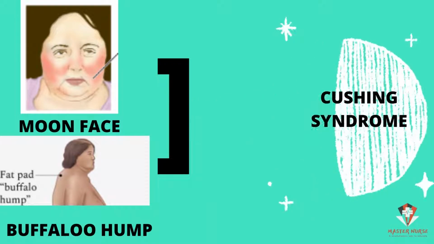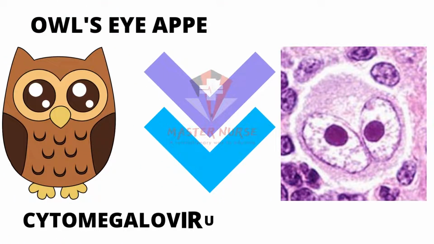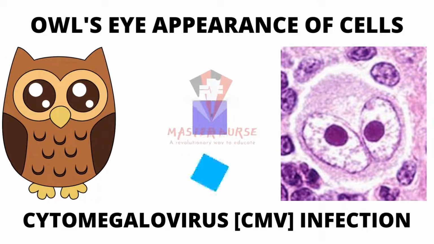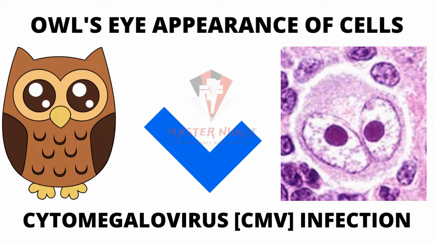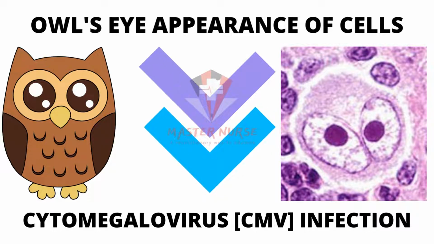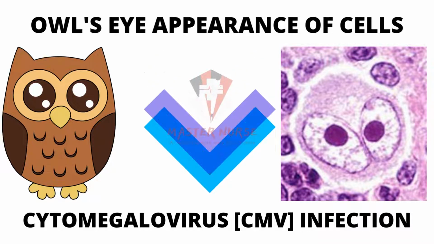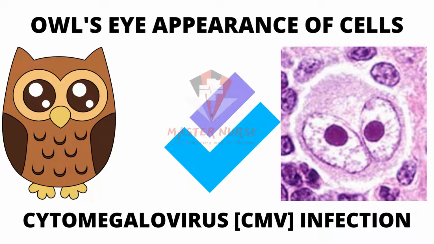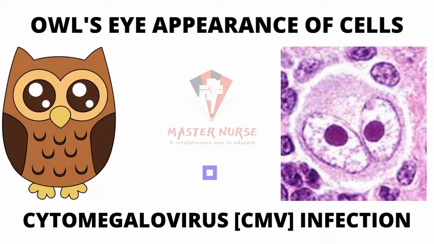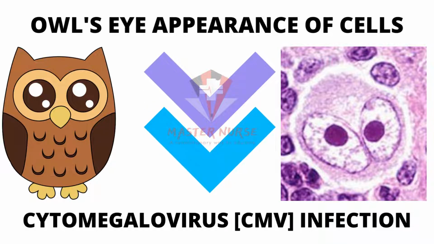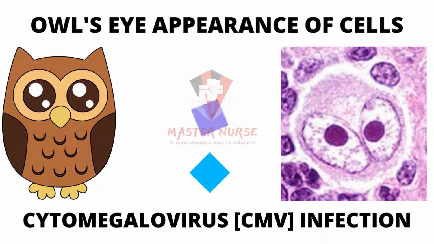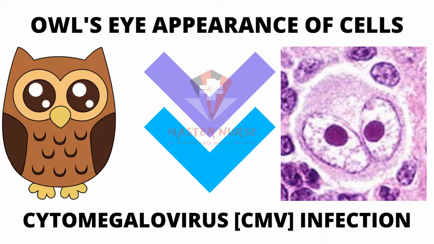Number 5, owl's eye appearance of a cell is seen in which condition? So owl's eye appearance in a cell, which is a microscopic view of a cell, when you see it, it will look like owl's eyes, which means there will be two cells with nucleoles enlarged, kind of owl's eye like picture as shown in this image you will see. So this is common in a cytomegalovirus infection.